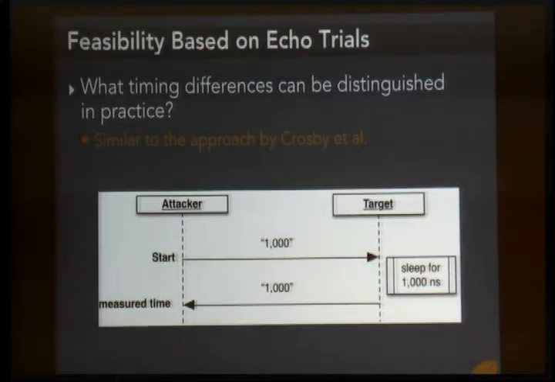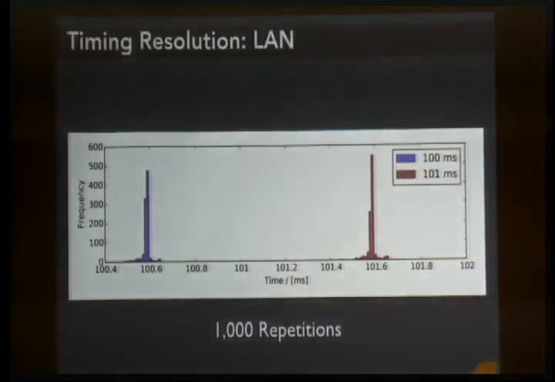If you then repeat this experiment, for example, with 1,500 nanoseconds, then we can measure those two distributions, and we can see if we can distinguish the 1,000 nanosecond from the 1,500 nanosecond distribution. If we can, we can tell you, okay, we can distinguish a 500 nanosecond difference over this network link. So let's look at some of these.